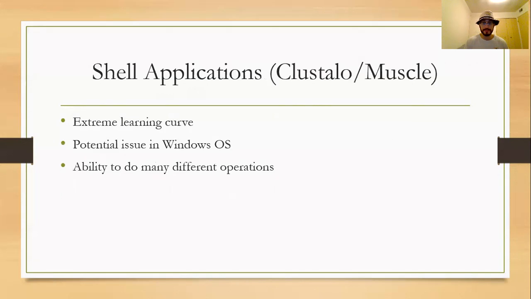Shell applications such as Clustal Omega and Muscle, I think have extreme learning curves, and even though they're really good because you can really fine tune what you do with them, considering they're Linux, you use them in Linux distributions. I think the extreme barrier to entry is something to be considered.